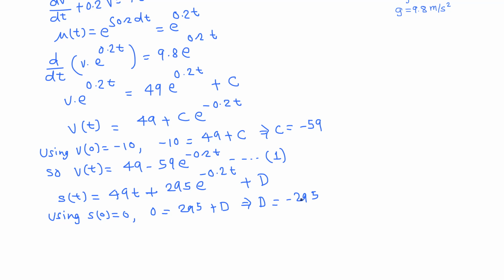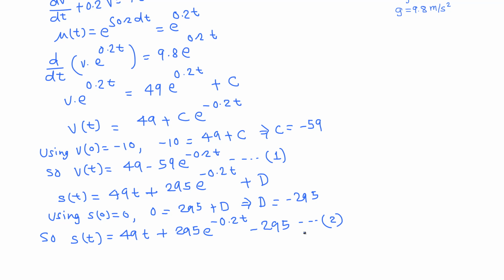295. Substituting negative 295 for d, we get the height or position at any time t, s(t), given by 49t plus 295 e raised to negative 0.2t plus d, which is negative 295. Let me call this equation 2 for future reference. Now we have the velocity in equation 1. Velocity at any time t is given by this equation, and equation 2 is the height or position at any time t.